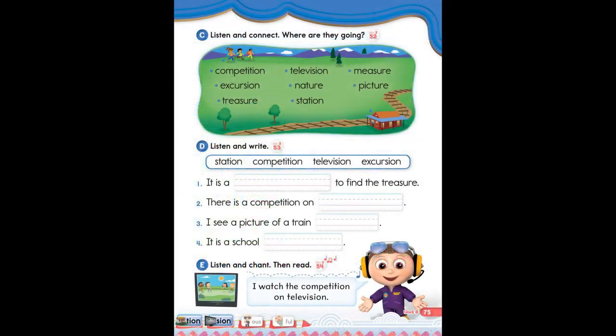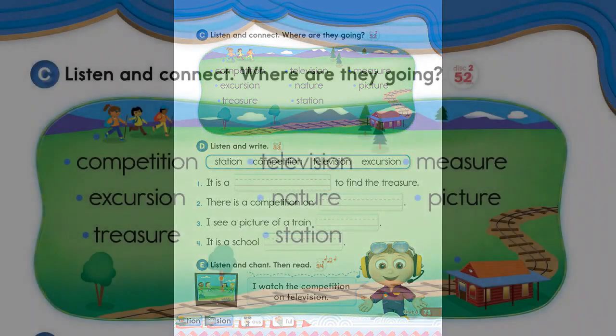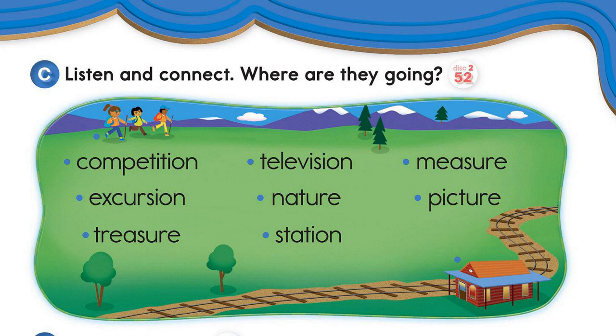Page 75. C. Listen and connect. Where are they going? Start at the children. Draw a line to the word competition. Draw a line to the word nature. Draw a line to the word picture. Draw a line to the word television. Draw a line to the word measure. Draw a line to the word treasure. Draw a line to the word station. Draw a line to the station.